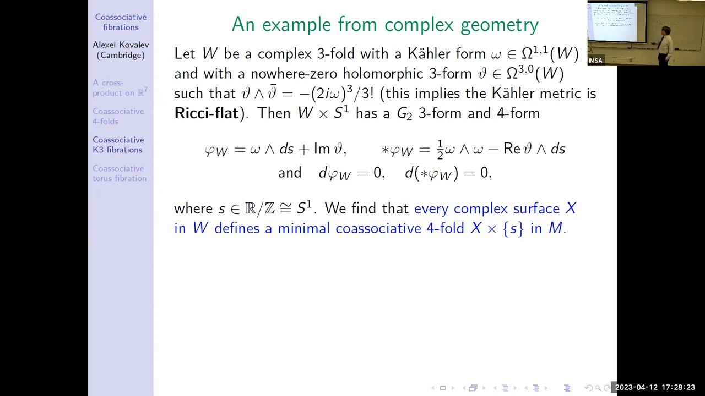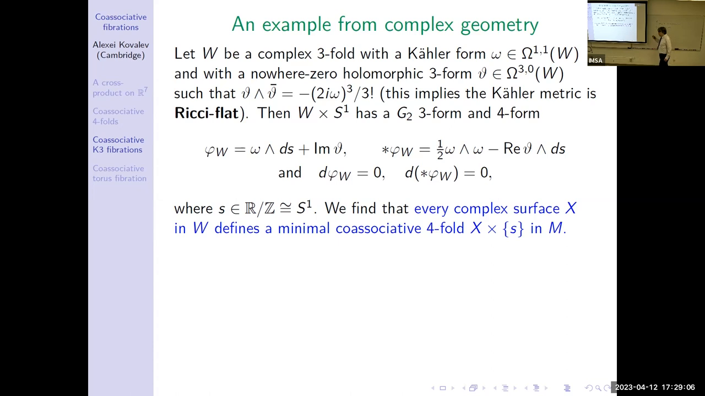So then it turns out we can take a product with a circle or with an interval or with anything one-dimensional, and write down the forms which will be of the phi type. So here are explicit expressions. Phi will be the Kähler form times ds, where s is the coordinate on the circle. And its dual is half the Kähler form with itself minus the real part of the volume form times ds. And of course, since the Kähler form is closed, we can check that phi is closed. Also, this holomorphic volume form is a closed form. So phi and star phi are both closed. So that's a good example.